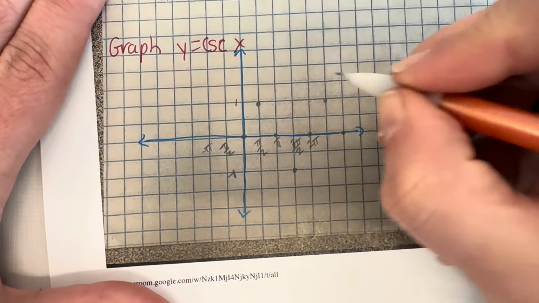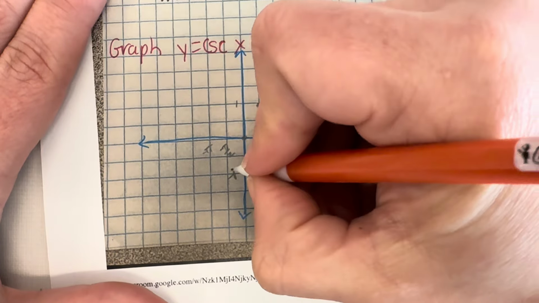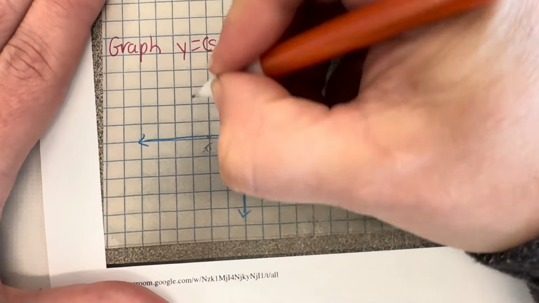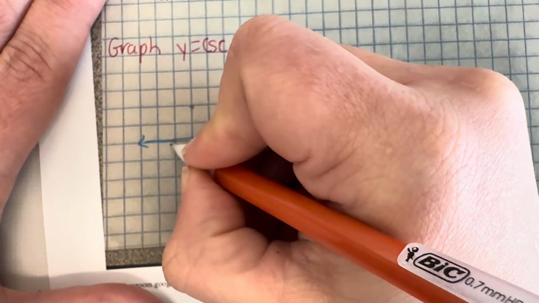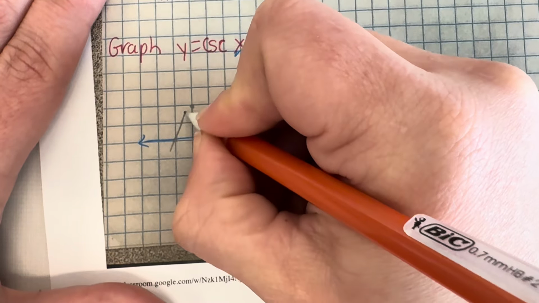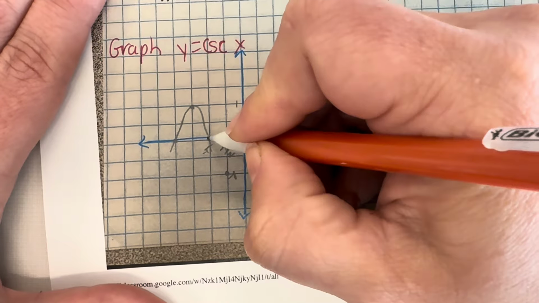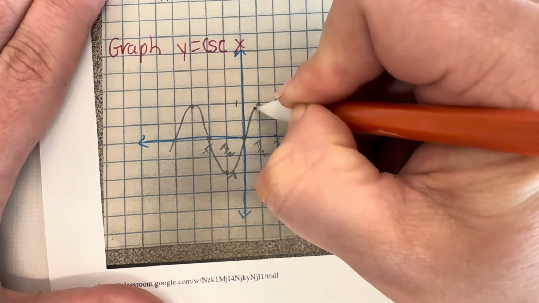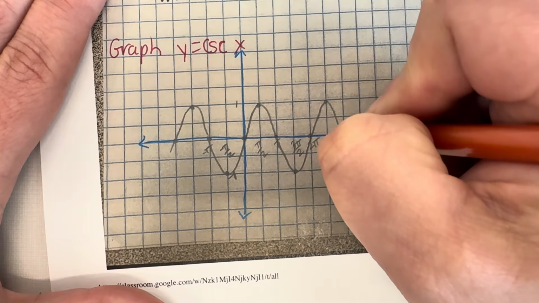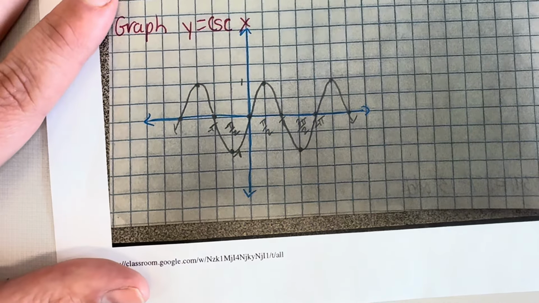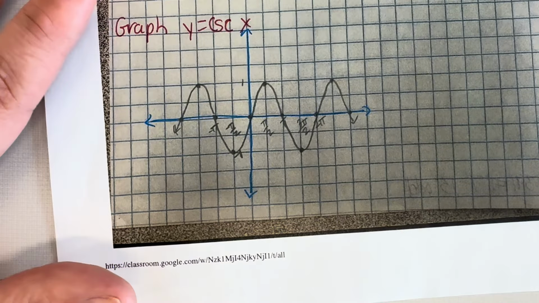I'm going to draw it a couple more times in both directions because I want to make sure you see how my cosecant works. So I'm going to draw my sine. All right, so I got my sine curve there. You can see it on there.